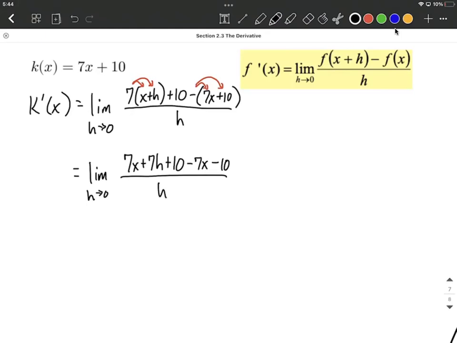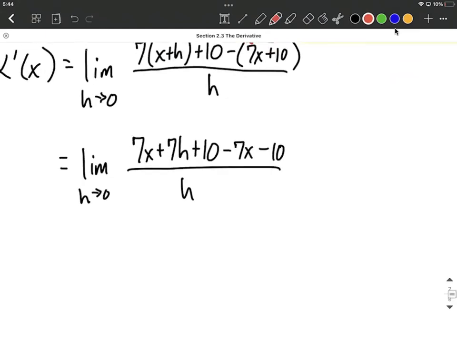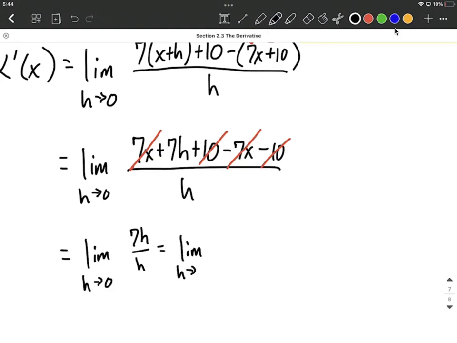Okay. From here, we do have some like terms. If we think about simplifying down, combining like terms would be a great start here. We have 7x minus 7x. That makes 0 x's. And we have 10 minus 10. So those eliminate each other. So let's think about this. We have the limit as h approaches 0, and what remains is simply 7h over h. Well, we can eliminate that common factor between numerator and denominator. h over h makes a 1, so those can go away, and we're really just looking at the limit as h approaches 0 of 7.